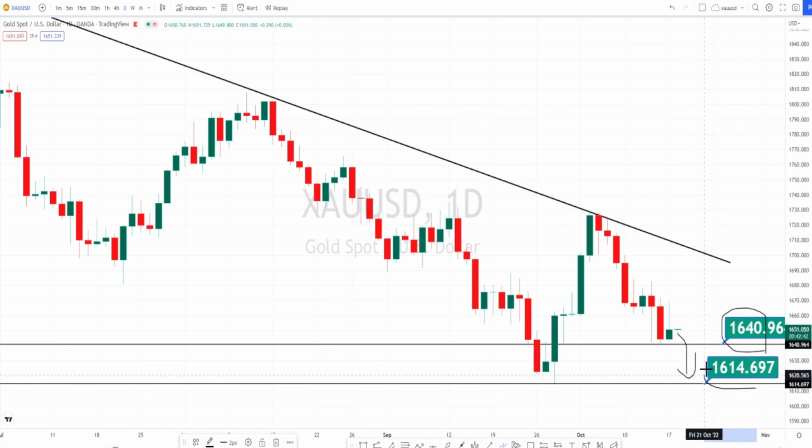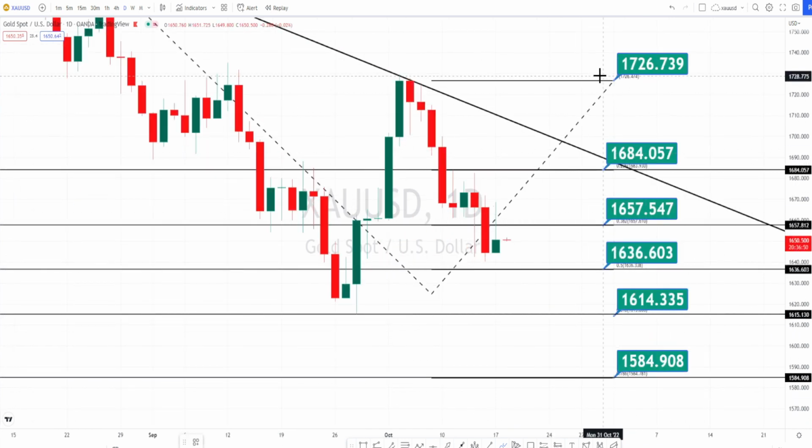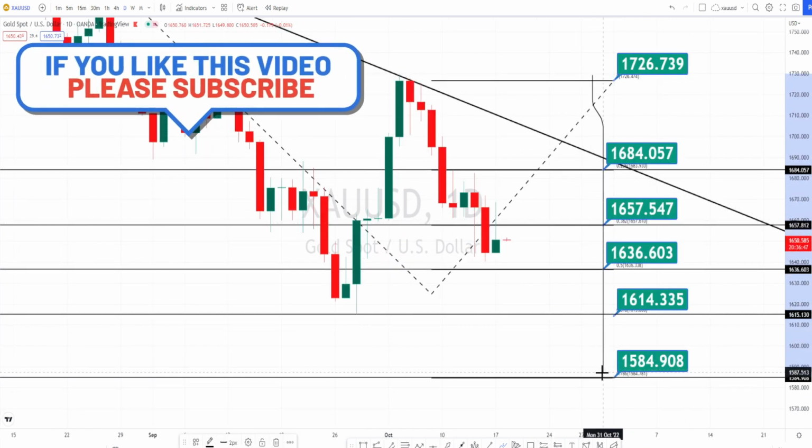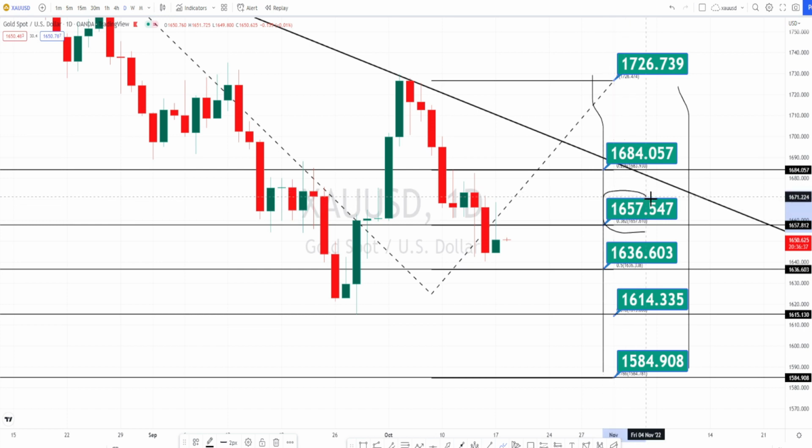And next level of support is going to be around 1614, which is the previous low from where it started its bullish side retracement. So these are all going to be the current resistance and support levels for daily time frame. So currently the price action is trading between the resistance level of 1657 and support level of 1636. And if the price action breaks the support level of 1636, next level of support is going to be around 1614, which is also the previous low.